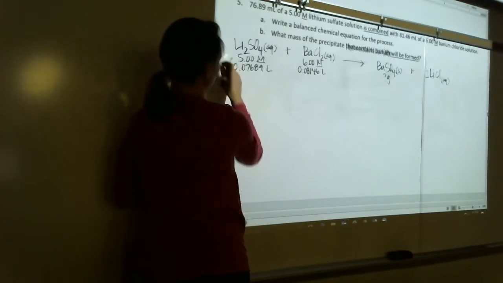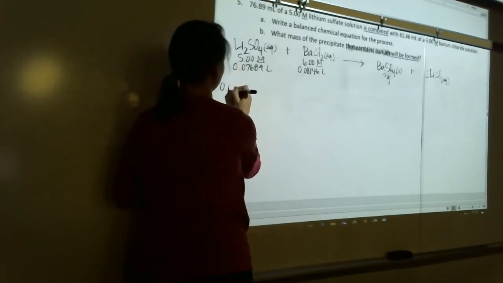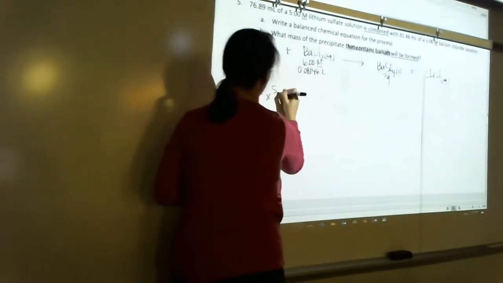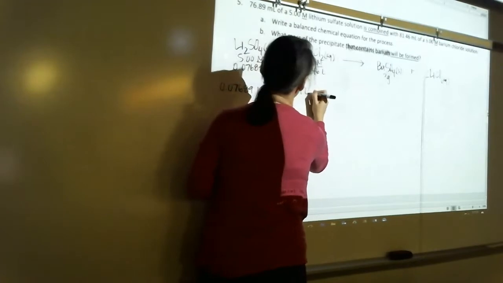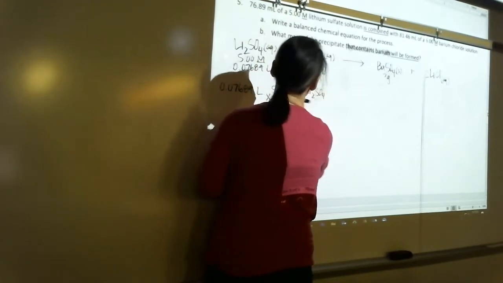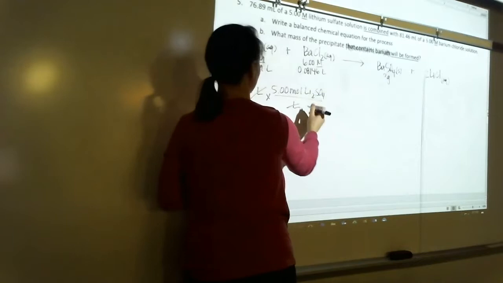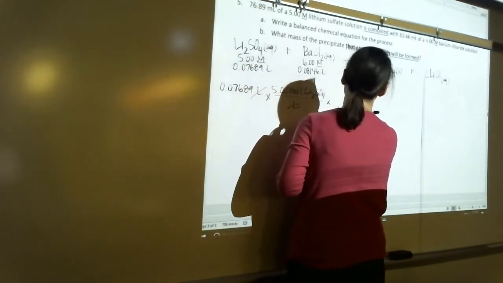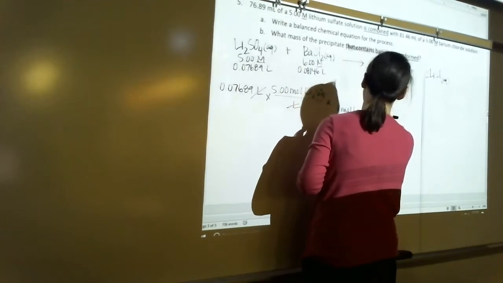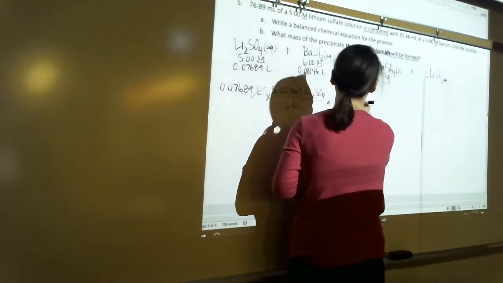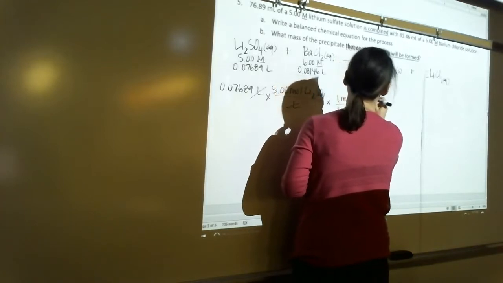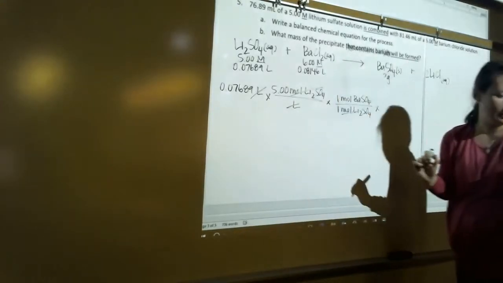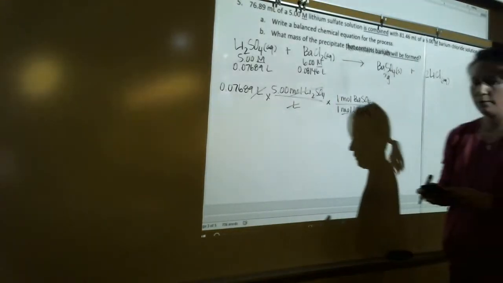So for lithium sulfate, 0.07689 liters times 5 moles Li2SO4 per liter, so that gets rid of liters. Now it's time for mole ratio, which is 1 to 1. 1 mole Li2SO4 for every 1 mole BaSO4. So moles of lithium sulfate go away. Now we just need to calculate the molar mass of barium sulfate.